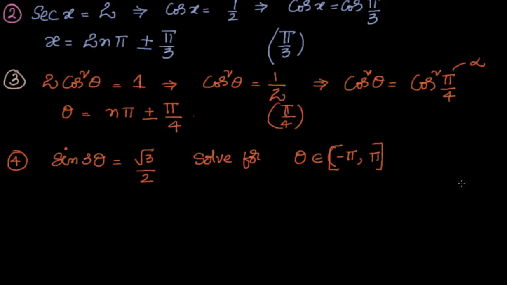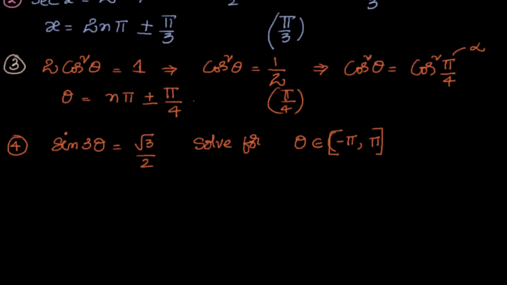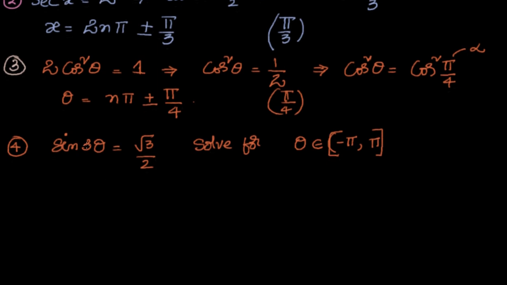Okay, now we haven't been asked for general solution, we have been asked to find out all the values of theta which are between minus pi and pi, which will satisfy this. Okay, we will also give the general solution. So we know that sine of 3 theta, now sine of which angle is equal to root 3 by 2? You know that it's equal to sine of 60 degrees, that is sine of pi by 3.